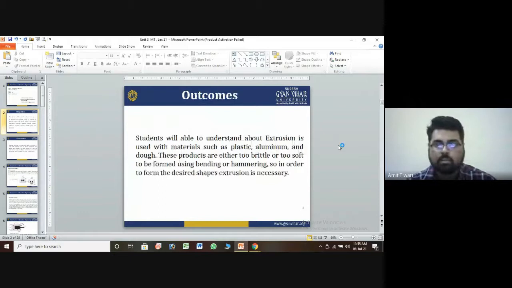And the outcome at the end of the lecture: the student will be able to understand that extrusion is used with materials such as plastic, aluminium, and other tough materials that are either too brittle or too soft to be formed using bending or hammering. So in order to form the desired shape, extrusion is necessary. That's why we use extrusion for making desired shapes, and why this technique is very popular. At the end of this lecture, the student will be able to understand the working principle of extrusion.